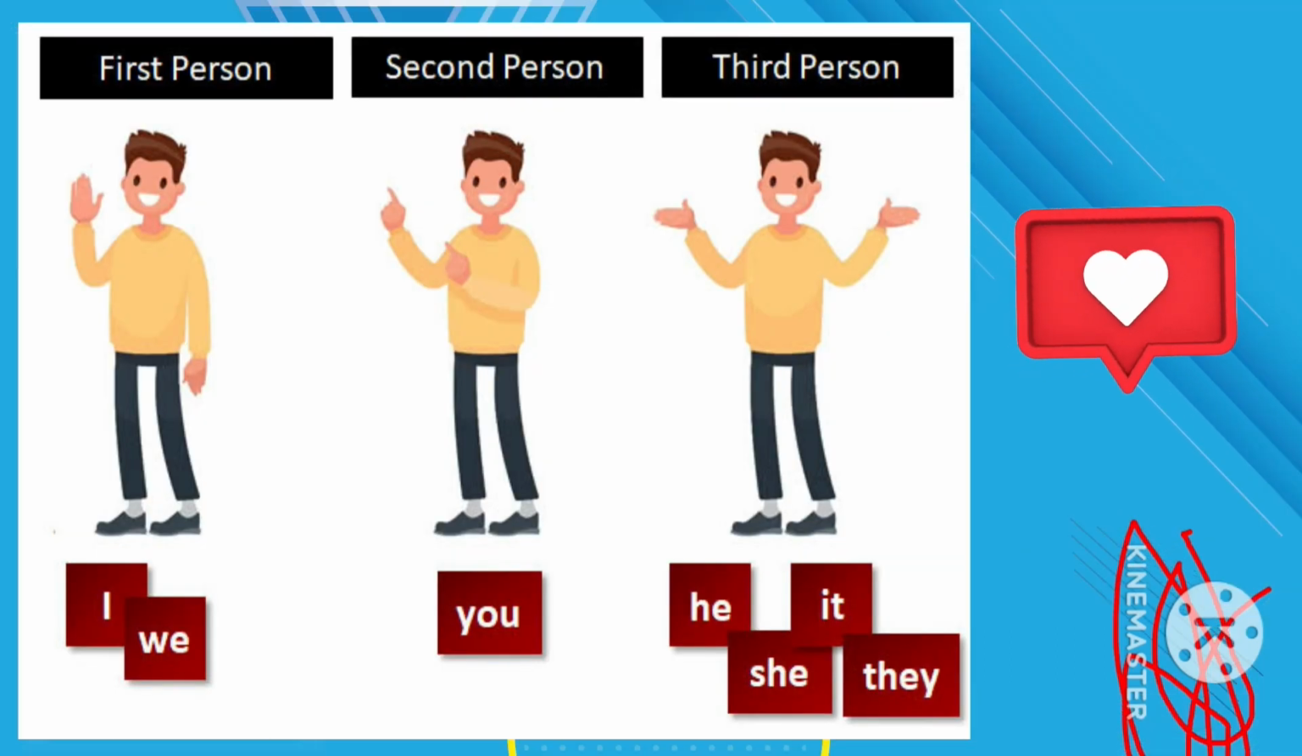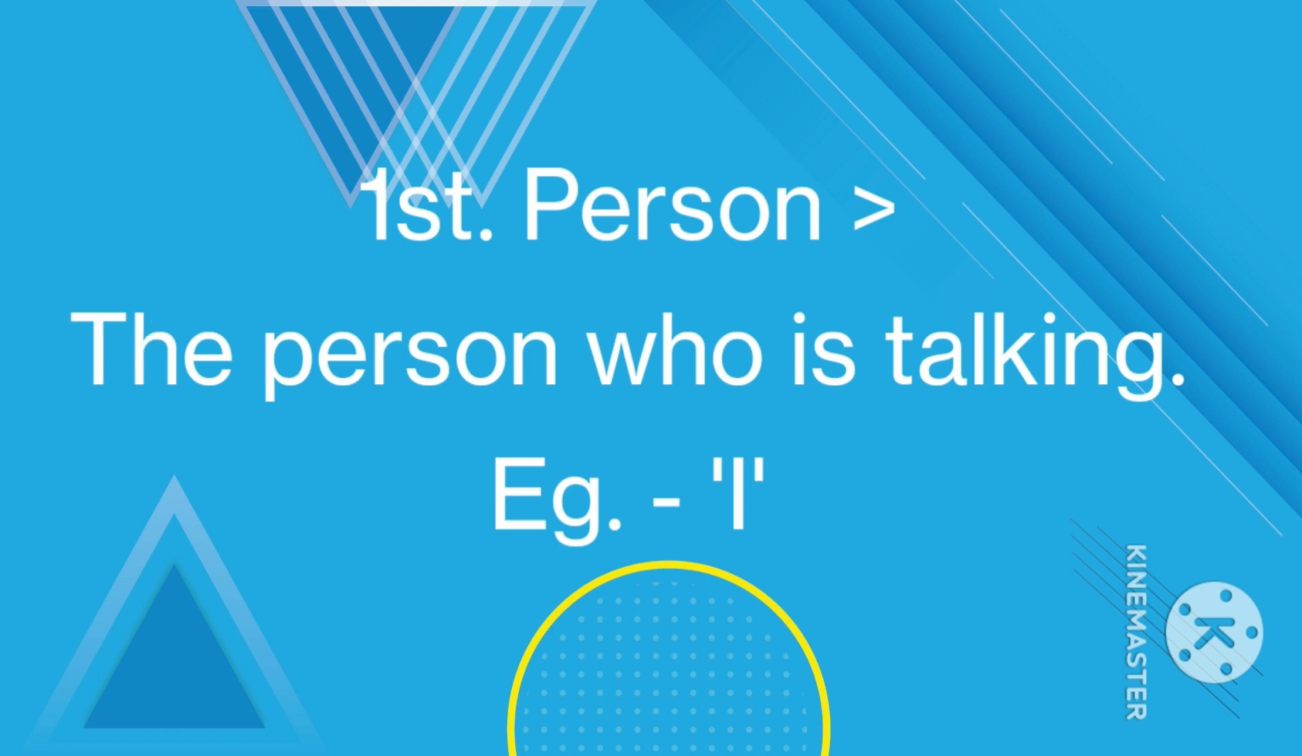First person, second person, and third person. So there are three persons in English grammar. First person, the person who is talking. Any action that starts with the first person, and that is I. So we can say I is the first person.